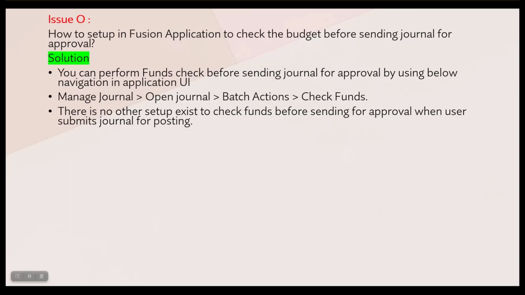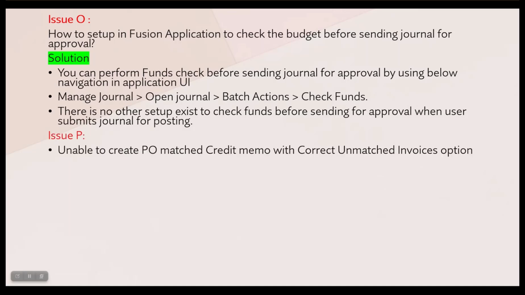As you know, once you create a journal, you can check and post. Once you post, the system checks the fund at the same time. If you need to do a check fund separately or before sending the journal for approval, you have to do like this.